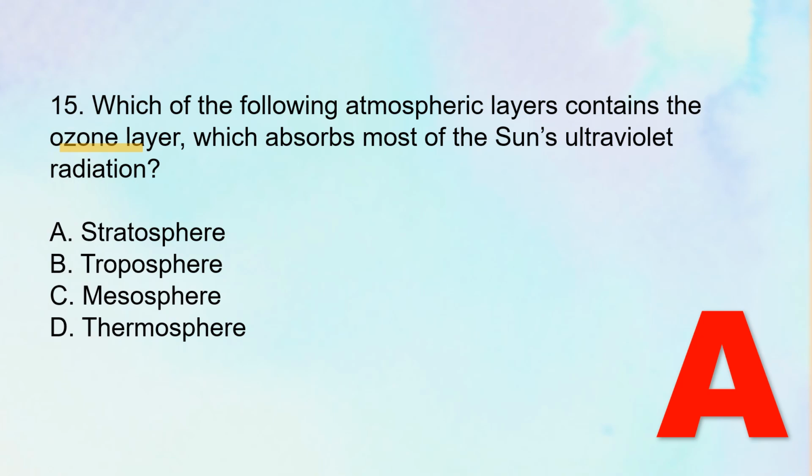Troposphere is the lowest atmospheric layer where weather occurs. Mesosphere, the layer above the stratosphere, is too cold and does not contain the ozone layer. For letter D, thermosphere, this is where the auroras occur and it is much higher in the atmosphere and does not contain the ozone. Letter A is the best answer.